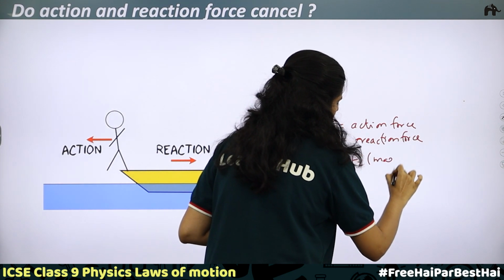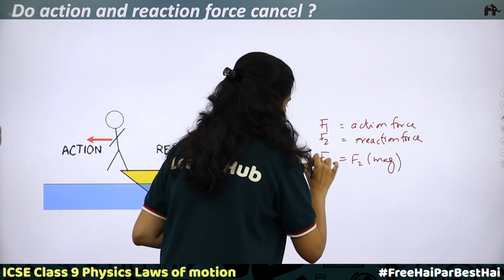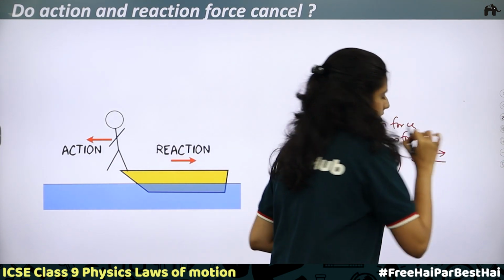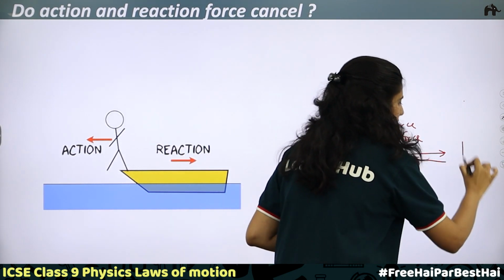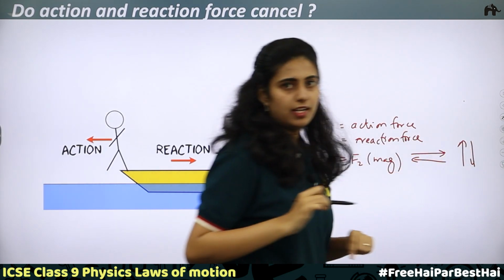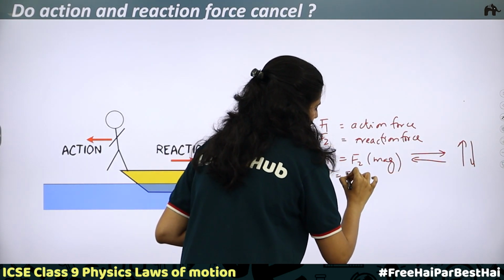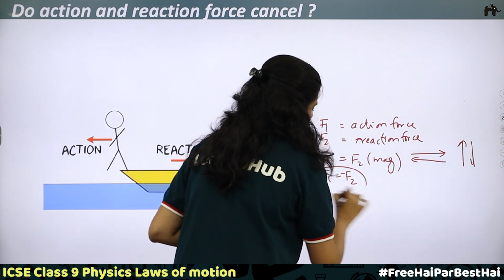The magnitudes are equal. What else have we said? They are in opposite directions. One is in this direction, the other is in this direction. If one is in the upward direction, the other one will be in the downward direction. They are in opposite directions. Because of this, we have a negative sign. F1 is equal to minus F2.